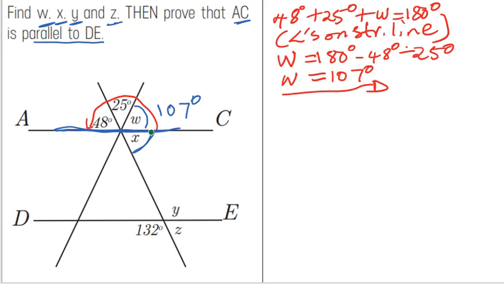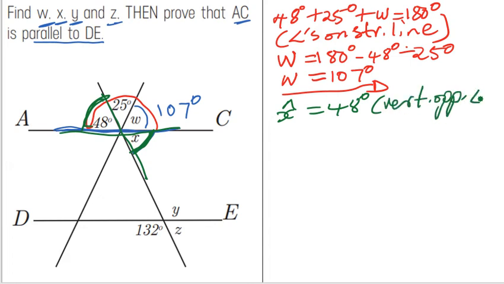To find angle X is going to be easy. You look at this, you are having vertical opposite angles here. This angle is vertical opposite to that one there. Therefore, angle X is equal to 48 degrees. The reason will be vertical opposite angles. Now let us move on.